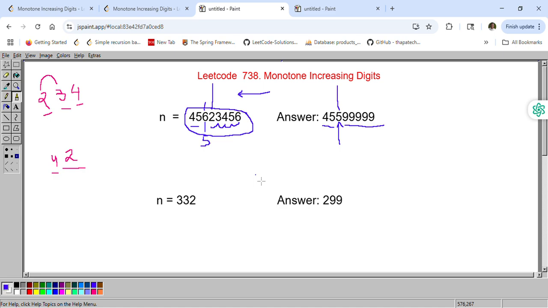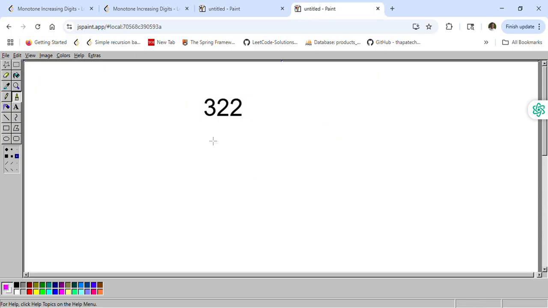So I explained the logic also with some examples, and this will work for 332. So let's take the 332 example, right? What I will do is go in the opposite direction. So 2 and 2 is monotone increasing. Yes, it is increasing, no problem. 2 and 3, is it monotone increasing? No, right? Because 3 is more than 2. So at what point did it break? It broke at this point.